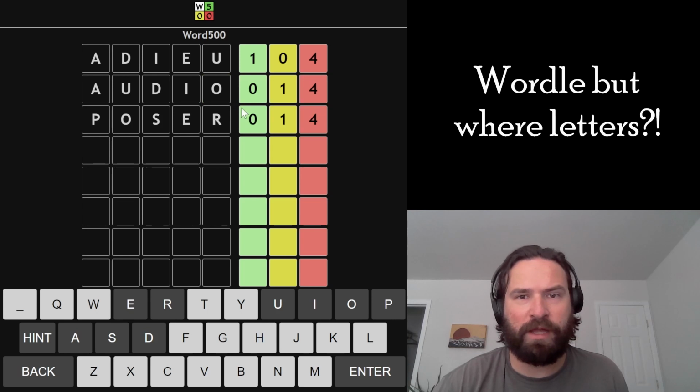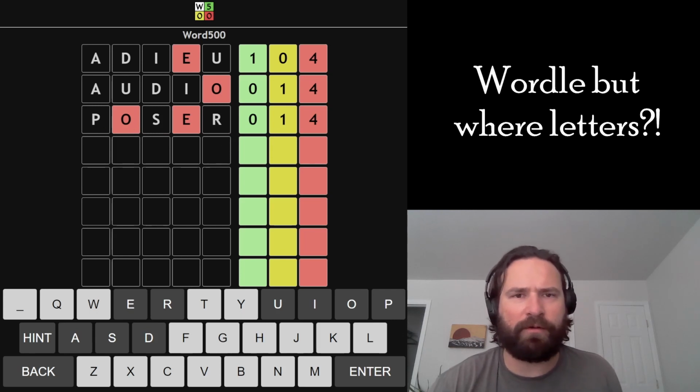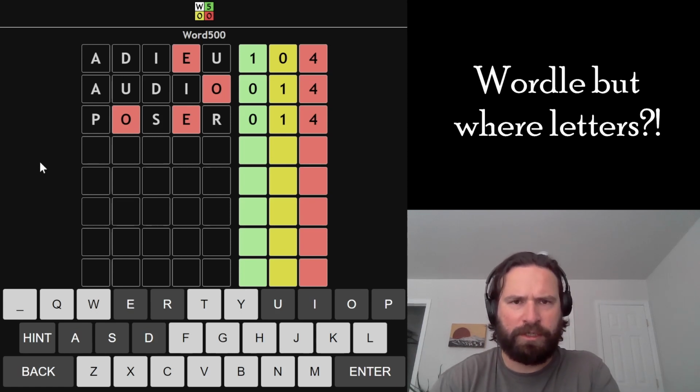So since we only have one letter, it can't be E and O, because we would need at least two letters for one of them to be in, because they are tied together. So now we know we either have a P, an S, or an R, and we can start trying other vowels. So this strategy is pretty clinical in its approach.